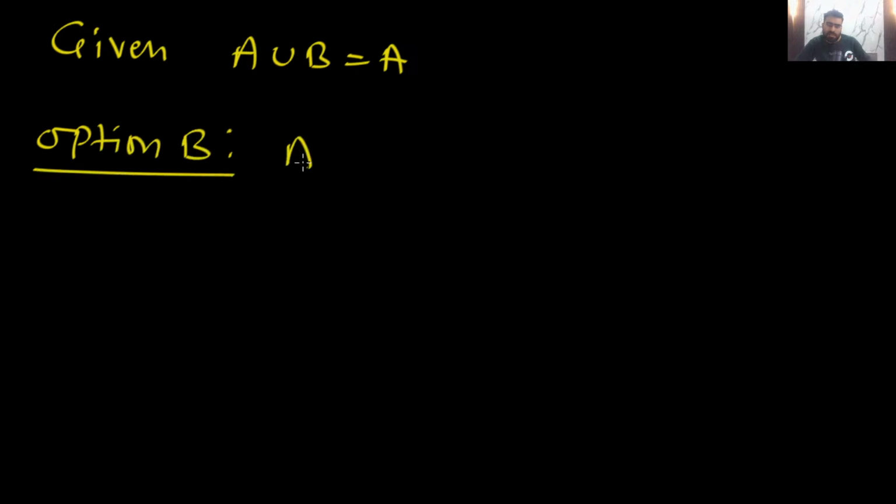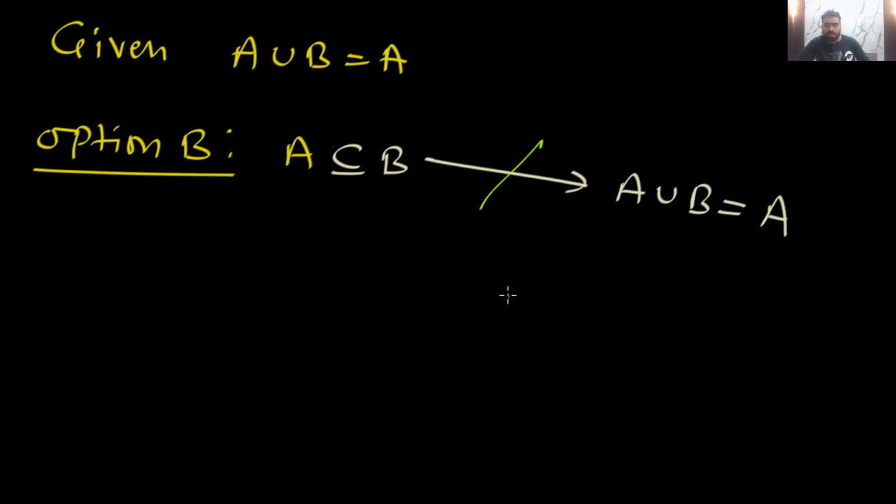Option B is saying A is a subset of B. Now you tell me, does it imply A union B equal to A? This does not imply, right? Yes or no? Also, A union B equal to A, does it imply that A is a subset of B? That also does not imply. So option B is definitely not correct. Whatever side you take, option B is not correct.